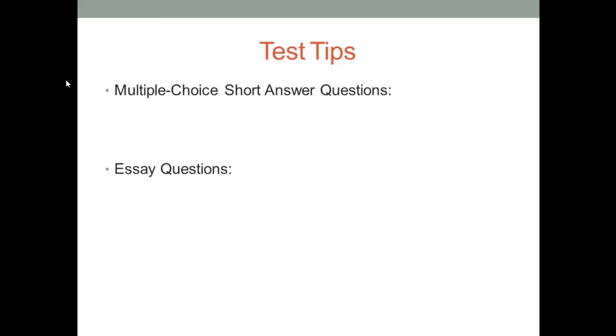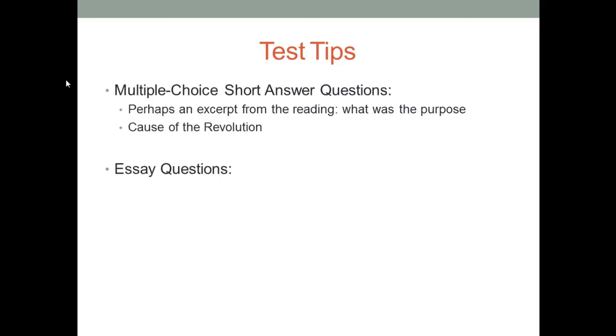All right, so let's go over some test tips for you with Common Sense. Multiple choice and short answer questions. If you see anything in those, perhaps you would have an excerpt from the reading from Common Sense, and you would have to be able to identify what the purpose is. For a short answer, it could give you 3 topics and ask you to explain how those contributed to the American Revolution, and Common Sense could be one of those.